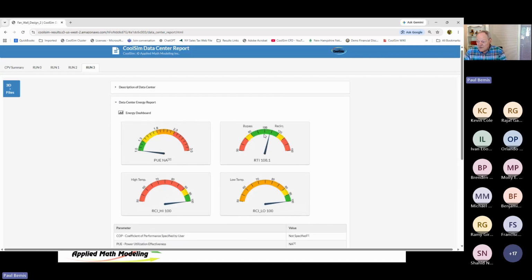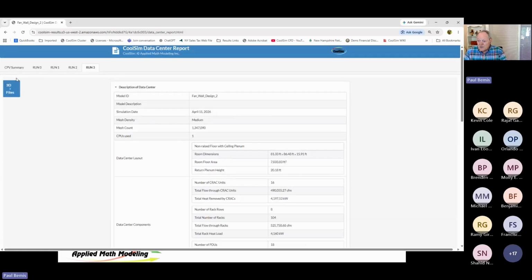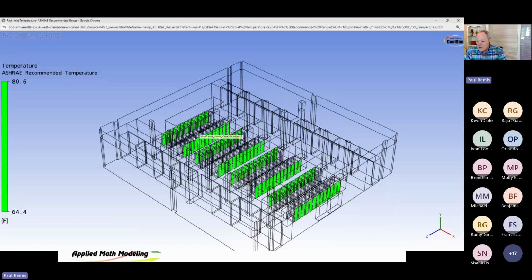My RTI is above 100, which means I'm not supplying enough air to this system. If you look, I'm supplying 490. The racks want 525. I'm off by quite a bit. But let's go look at my rack inlet temps. Do I comply? And the answer is yes.